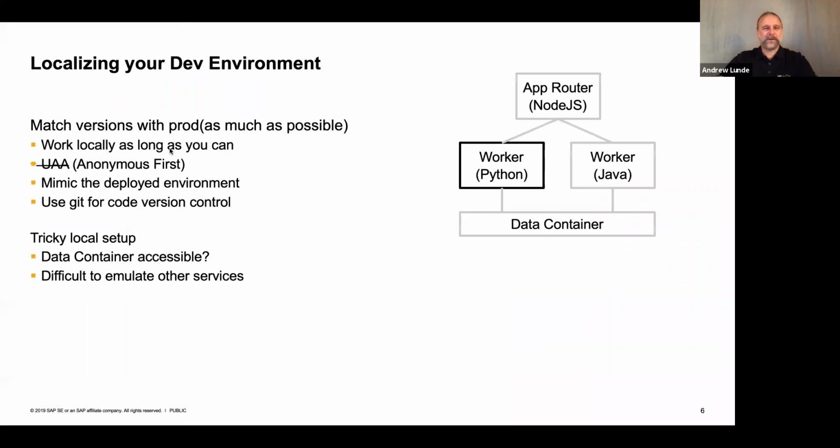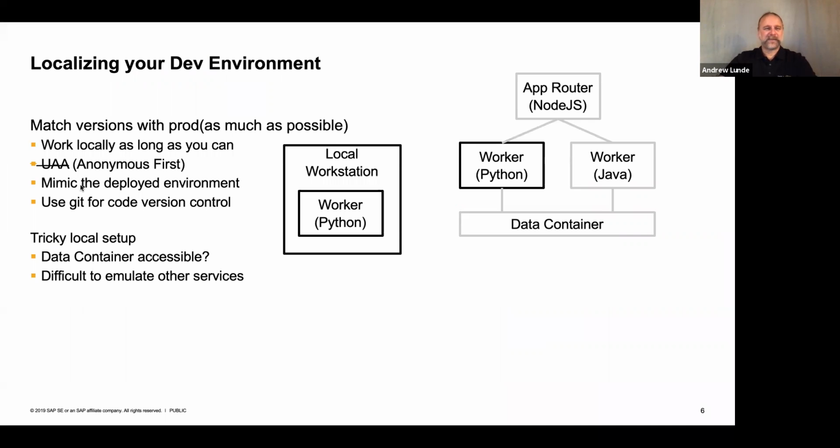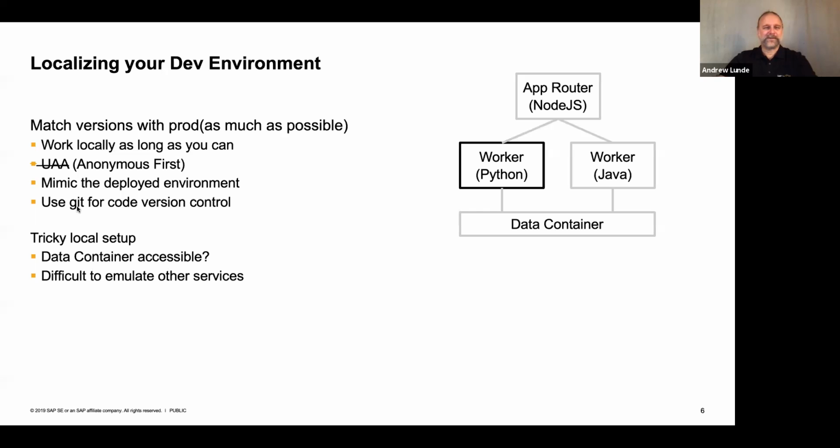So again, work locally as long as you can. Again, the response is very quick. Again, you can't really test the authorization. So set things up for anonymous first. Mimic the deployed environment like I did with the environment variables. And then if you have to make changes and then test it from various things, use git control so that you can kind of push and pull from various places. So what's tricky about this?